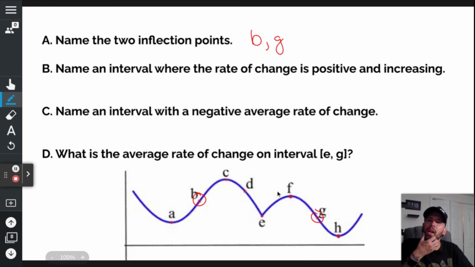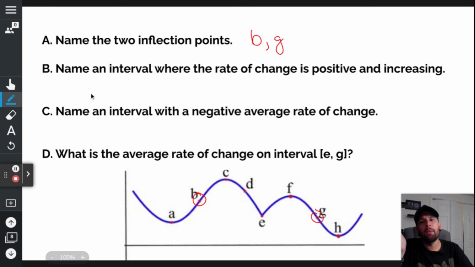concave down, still concave down, concave up. And if you're like, well, what about E? Inflection points occur when there's a change in concavity. Did I change concavity when I went from concave down to concave down? No. This was concave up, concave down, concave down, concave up.